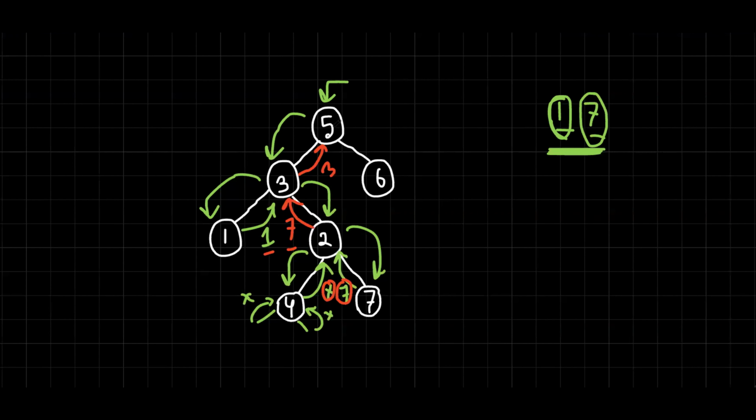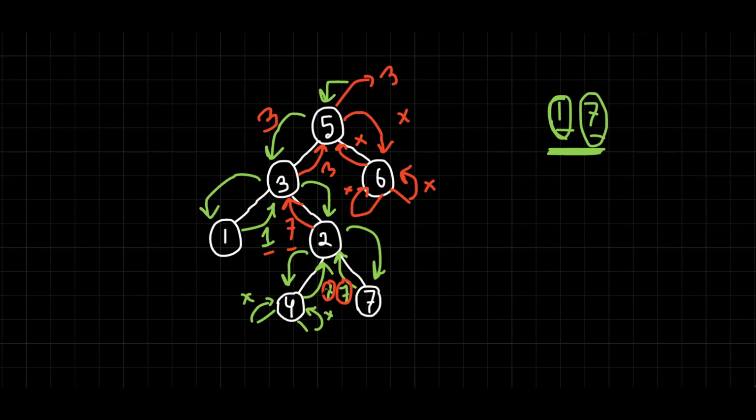Now, we are at this node 5. From 5, we will go to 6, but 6 is not in the list of 1 and 7. So both its left and right children will return null, and 6 will return null. Now, 5's left child is returning 3. 5's right child is returning null. So 5 will return 3.